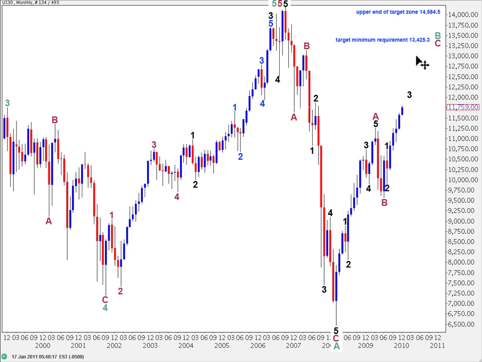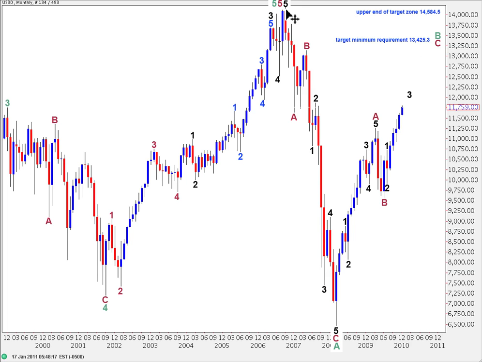So if this is a flat correction, wave B must reach 90% the length of A, so that gives us a minimum upwards requirement for this B wave of 13,425.3 points. If we reach up to that point for the Dow, I'm going to use this as my main wave count. Wave B may reach beyond the start of A.